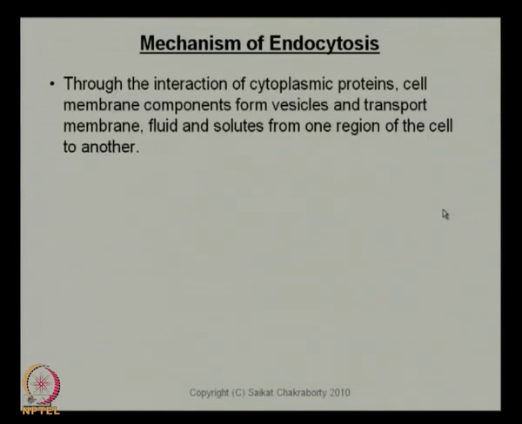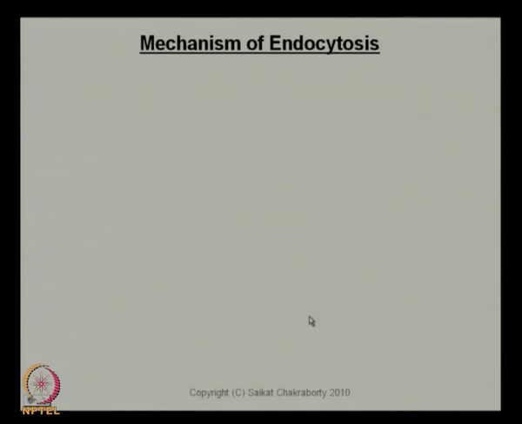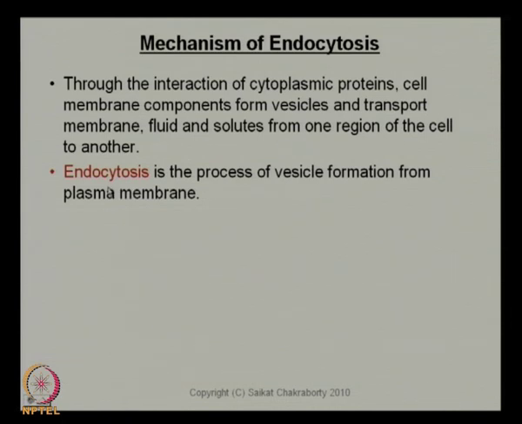So, let us look at the mechanism of endocytosis. I already explained that, it is just going point by point. Everything that I said is what is written here. Through the interaction of the cytoplasmic protein, cell membrane components form vesicles and transport membrane fluid and solids from one region of the cell to another. Fine, there is no big deal out here. So, that is the definition of endocytosis. It is a process of vesicle formation from the plasma membrane. So, outside it was there, it entered, and that step is known as endocytosis.